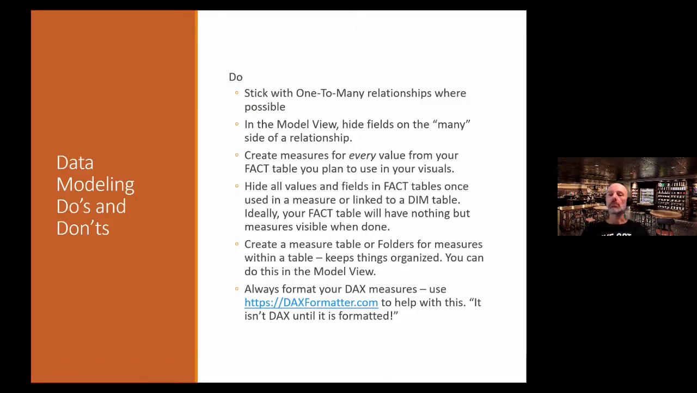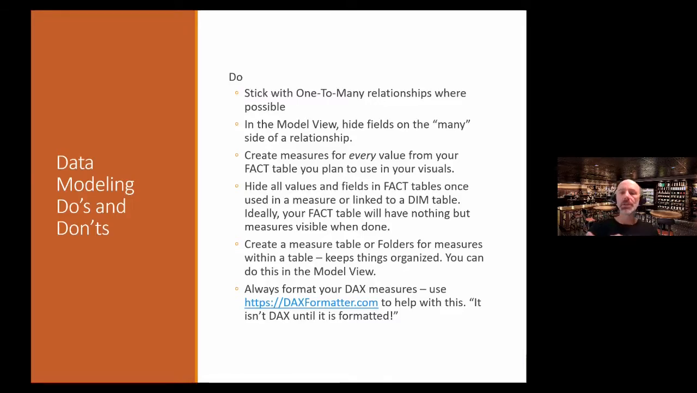In the model view, and I showed you this earlier, hide the fields on the many side of the relationship. So if you're in your date table and you're relating to the invoice date of the fact table, hide that invoice date after you've created that relationship so you don't accidentally use it in your report. For all of your measures, anything you want to analyze, sales, purchases, quantities, whatever, create a measure for every one of them and then hide that field in your table. And I'll show you why in a few minutes.